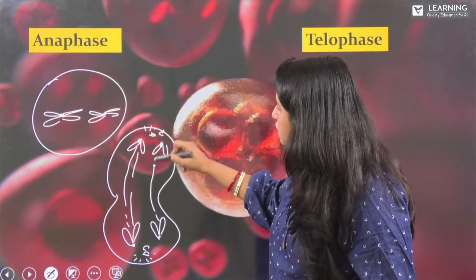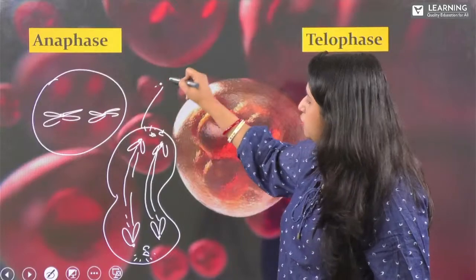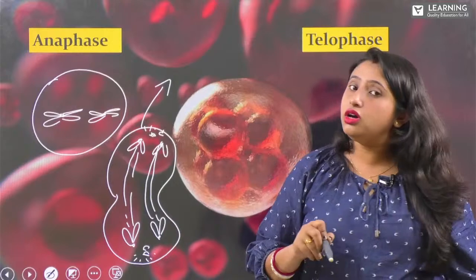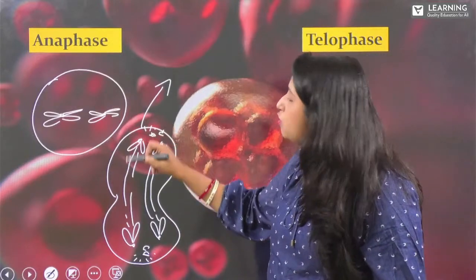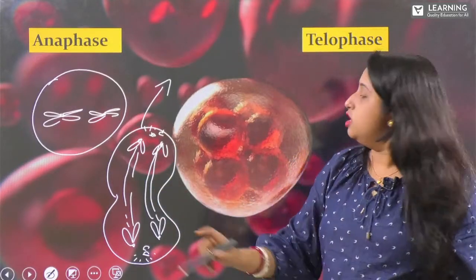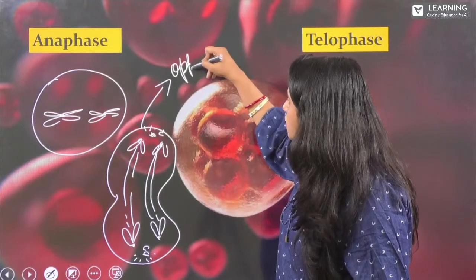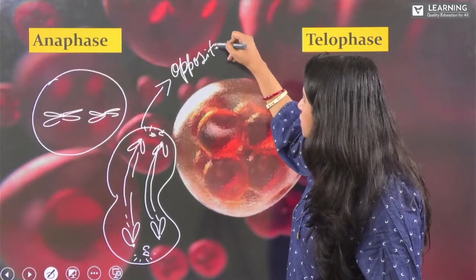And the spindle fibers pull the chromosome. Now, you will tell that these are chromatids. These are no longer chromatids. These are now called chromosomes. These are called one chromosome. So this chromosome moves towards the opposite poles, okay, opposite poles.